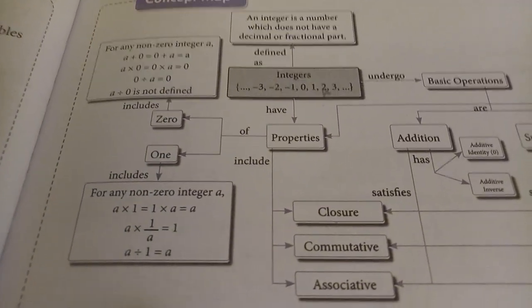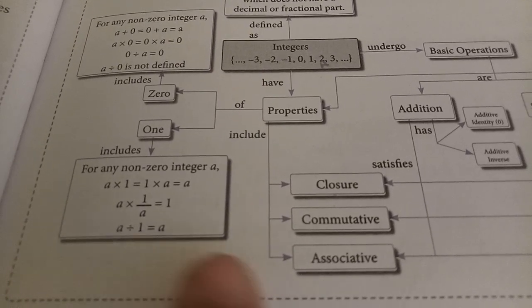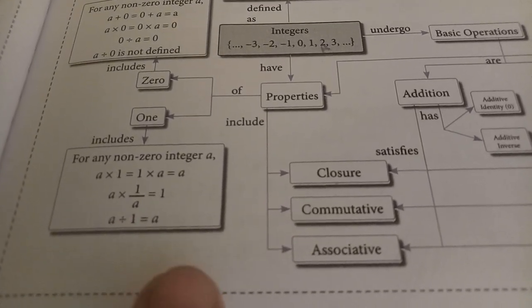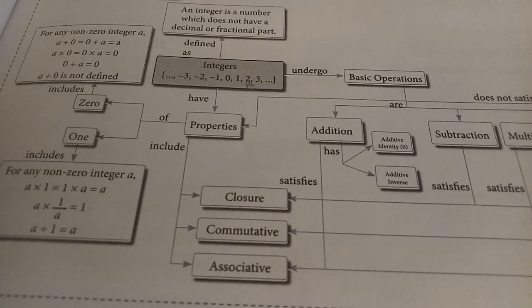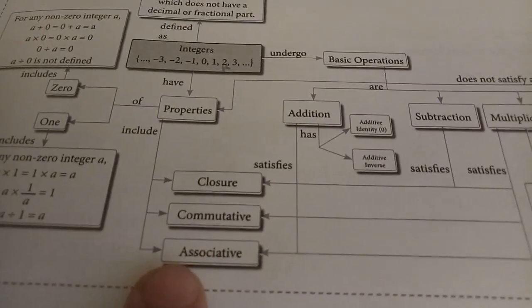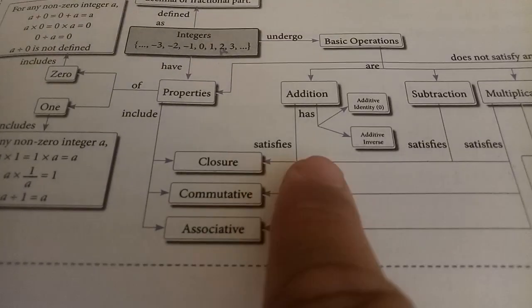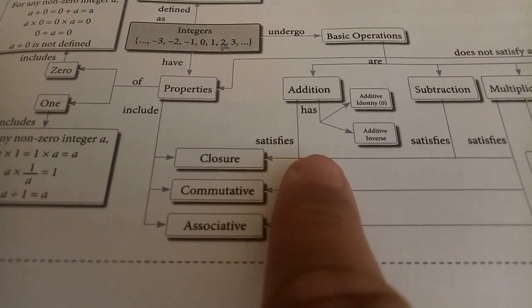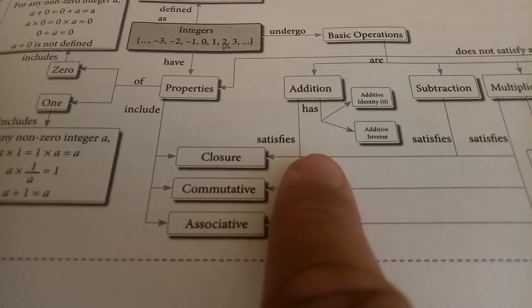For any non-zero a: a multiplied by 1 equals a, 1 multiplied by a equals a, and a divided by 1 equals a. Integers have properties including closure, commutative, and associative laws. By closure, a plus b is also an integer. Addition and multiplication of integers satisfy the closure property.